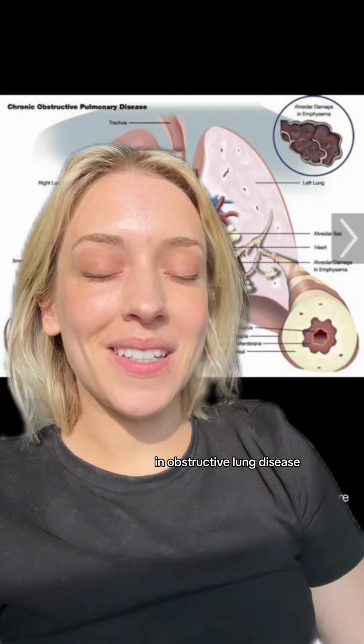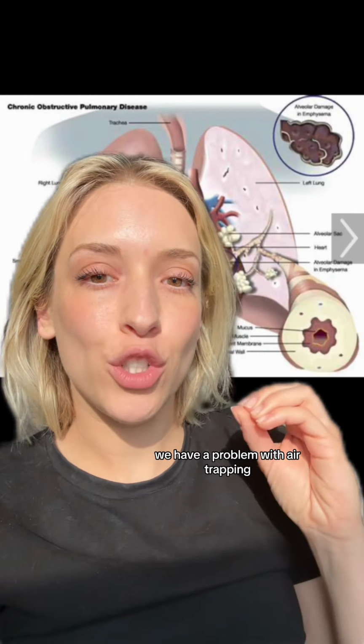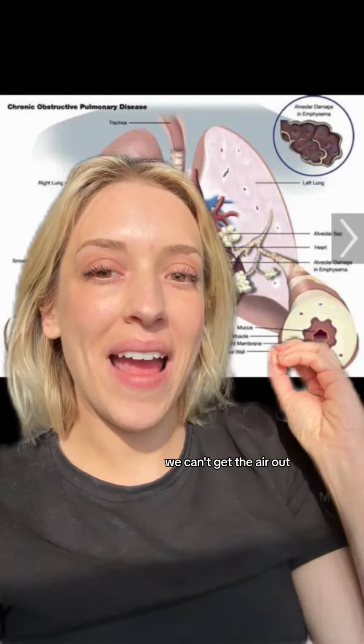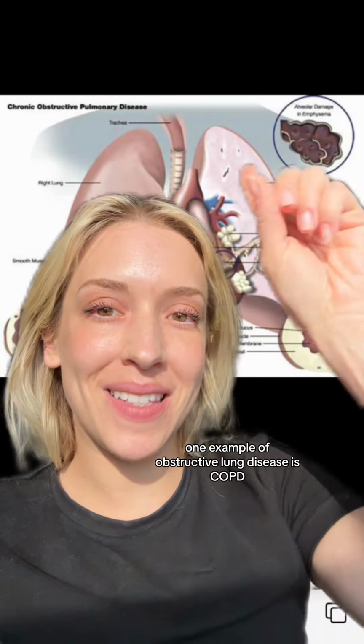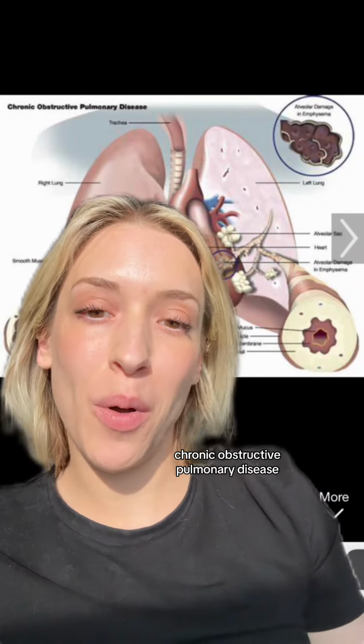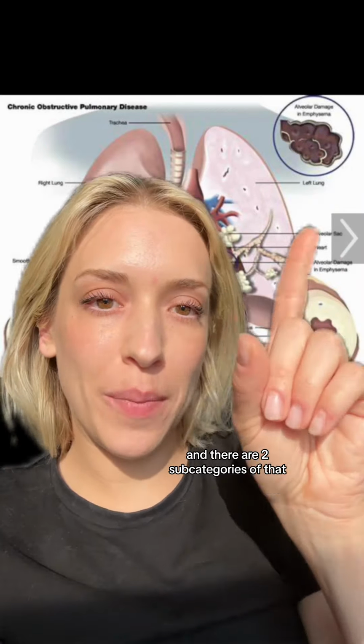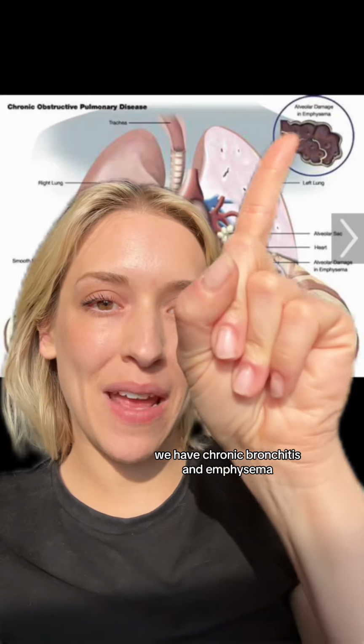In obstructive lung disease, we have a problem with air trapping. We can't get the air out. There is an obstruction to airflow. One example of obstructive lung disease is COPD, chronic obstructive pulmonary disease, and there are two subcategories of that. We have chronic bronchitis and emphysema.